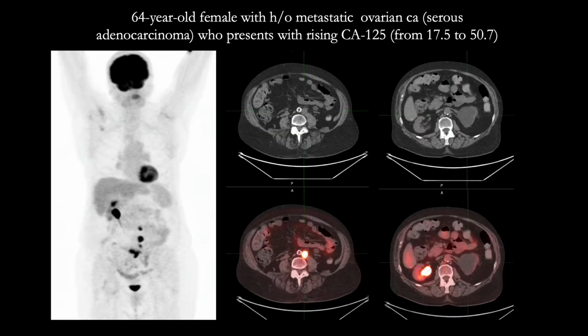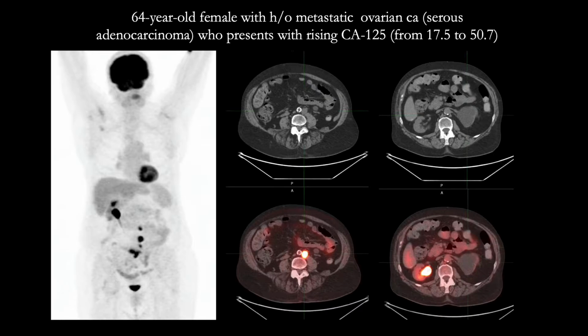Our first case is a 64-year-old female with history of metastatic ovarian cancer, a serous adenocarcinoma, who presents with rising CA-125. The previous value of this tumor marker was 17.5, and the current value is 50.7, and that triggered a whole body FDG PET-CT scan.